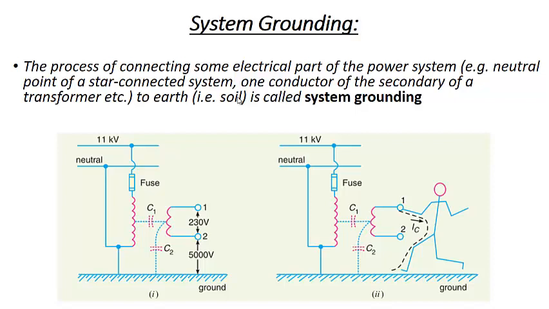You can see that this is the transformer primary, this is the transformer secondary. In normal condition, there will be a capacitance formed between the primary and secondary, and there will be another capacitance formed between this secondary and the ground. If this point is not connected to ground, there will be some voltage developed at this point 2 with respect to ground because of this capacitance. So when a person touches this point, that is point 2, or even point 1, a lot of current will flow through the person, and it will result in the instant death of the person.